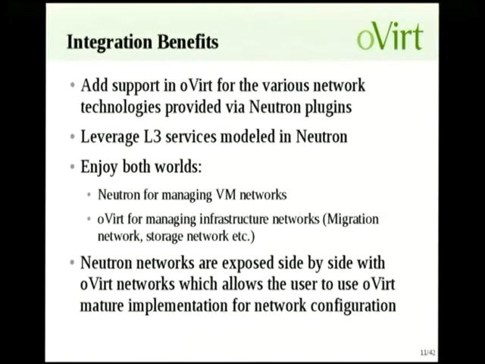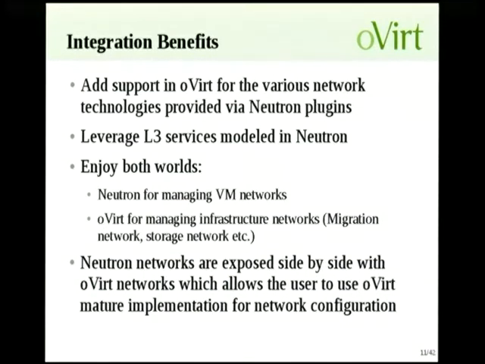And we want to enjoy both worlds because oVirt is really powerful at managing the, let's say, infrastructure networks like storage and migration network and all these networks that the VMs don't necessarily have to use, but they just use for migration traffic and throttling your network, separating it. So as you have seen, it's really easy in oVirt to do the network configuration for that. And for the VMs, Neutron is way more powerful. It has more capabilities. So we would like to use Neutron for managing the VM networking aspect.